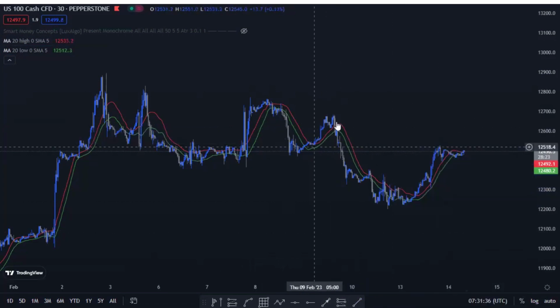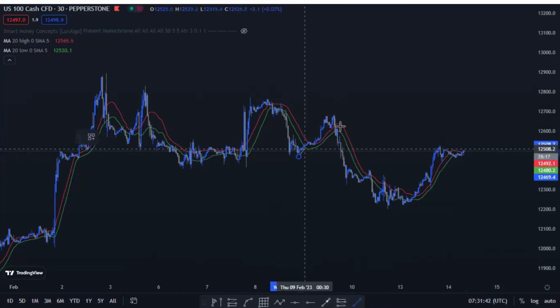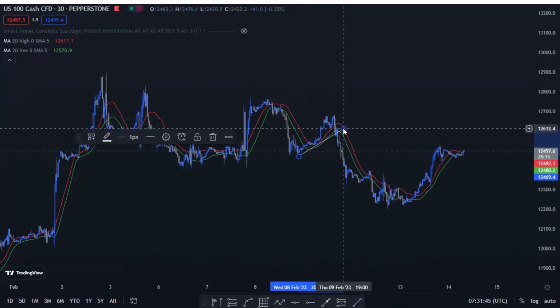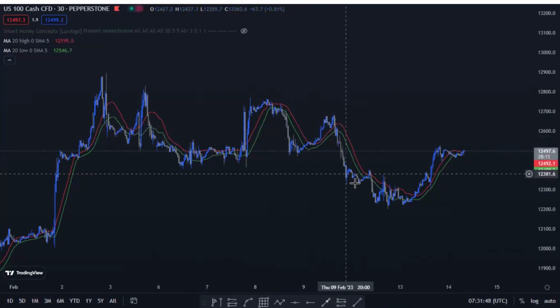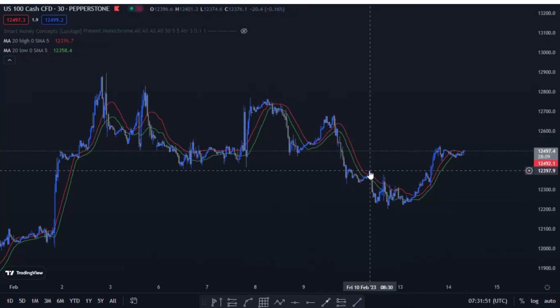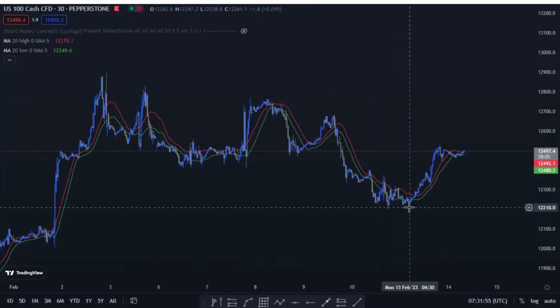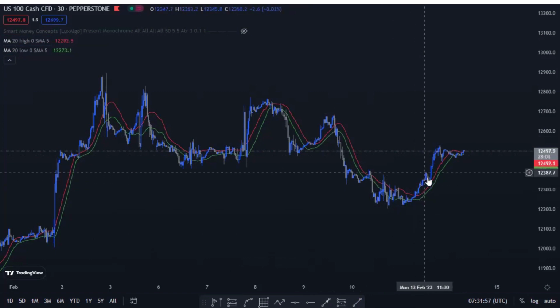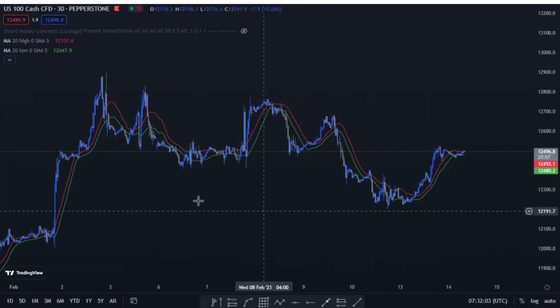As you can see here, we had a breakout. Market broke out, came back, tested this level, went down, tested this level, went down. Now the market broke out again, went up, came back to this moving average. Within this moving average, it bought.